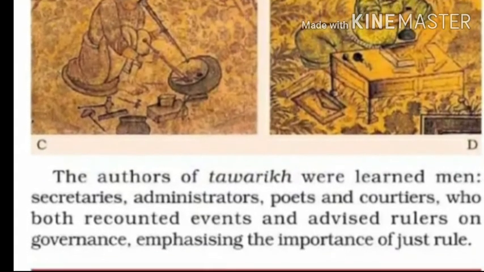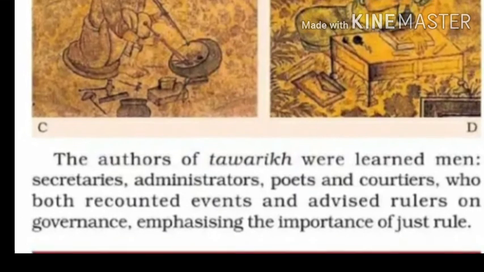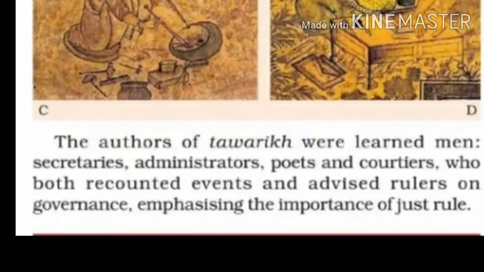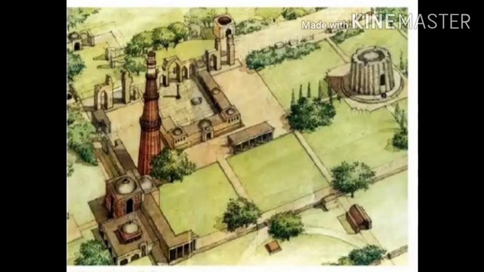Okay, now let's see the architectural constructions done during this time. You have heard about Qutub Minar, a very famous building. It was the first architectural symbol of India. In 1192, Qutbuddin Aibak had started the construction of this Qutub Minar. This was the tallest minar made of marble and red sandstone.